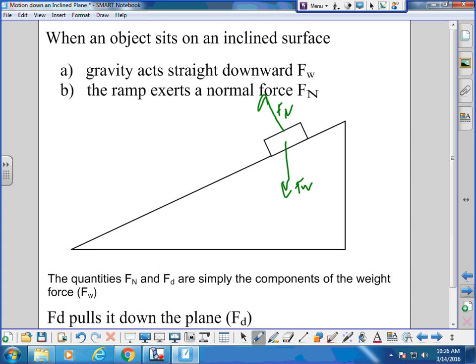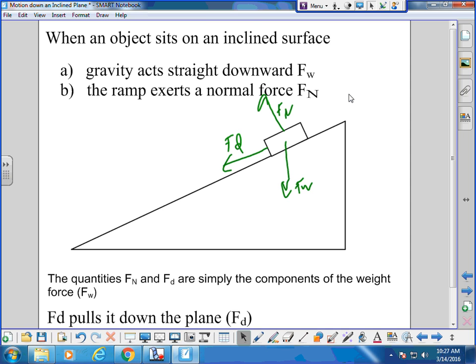Okay. Fd is this one here. I call it Fd. It's my own little creation. It's probably got another name in other textbooks. I call it Fd for down the ramp. Some textbooks will take your X and Y axes and turn them like this, and they'll define the X as being up and down the ramp and the Y being perpendicular. It gets a little confusing, I find, doing it that way.